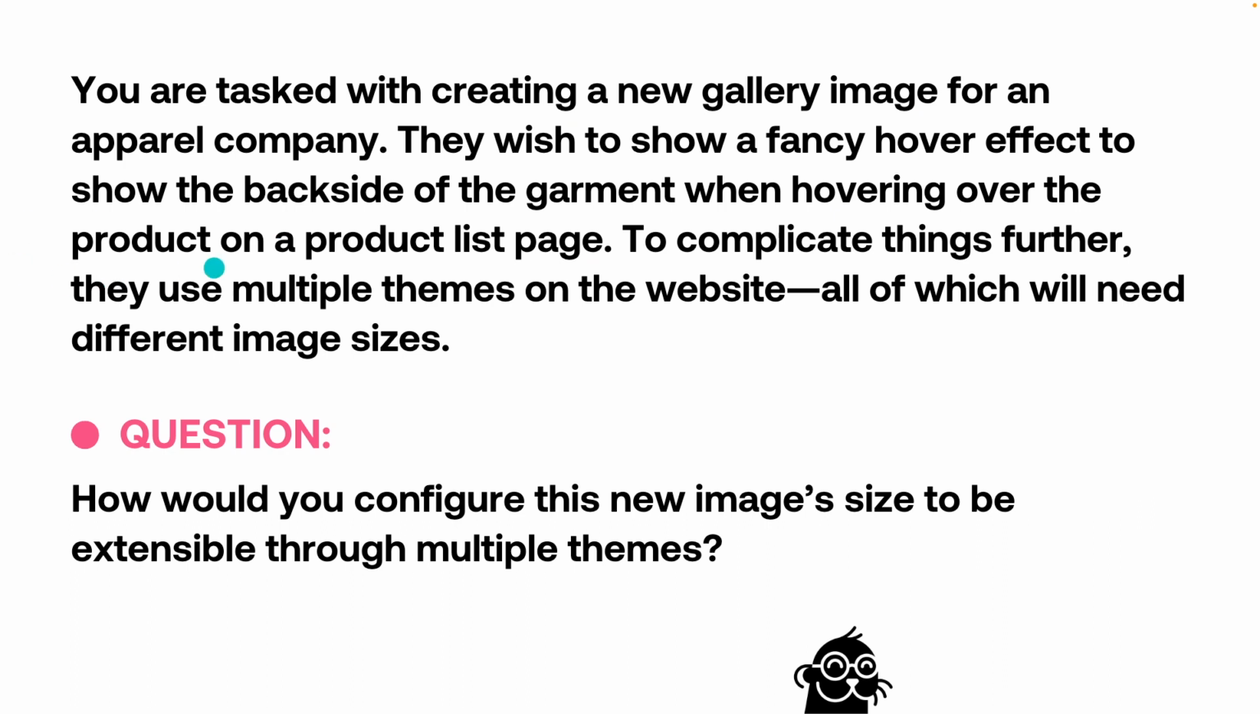When I'm hovering over the product on a product list page, the PLP, to complicate things further, they use multiple themes on a website, all of which will need different image sizes. How would you configure this new image's size to be extensible through multiple themes? Now your head's probably buzzing with answers, and I hope it is. So we're going to dive in and figure out the answer for this.